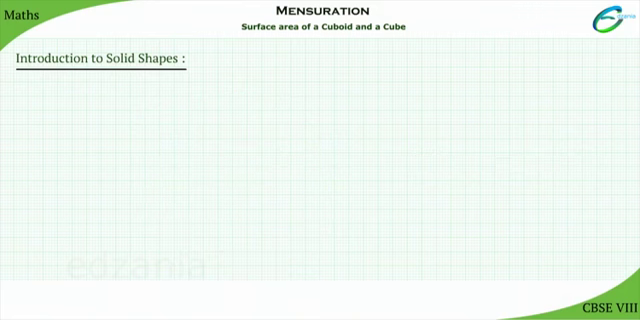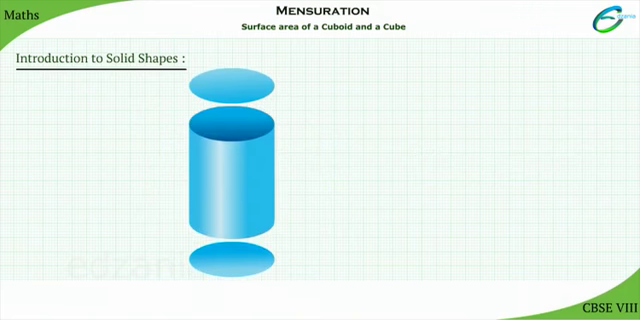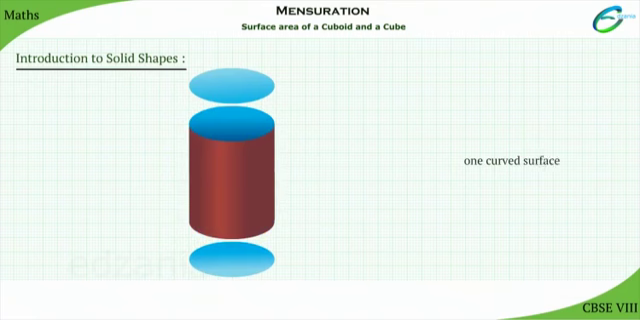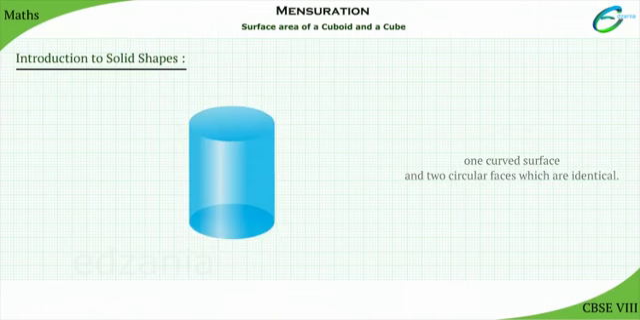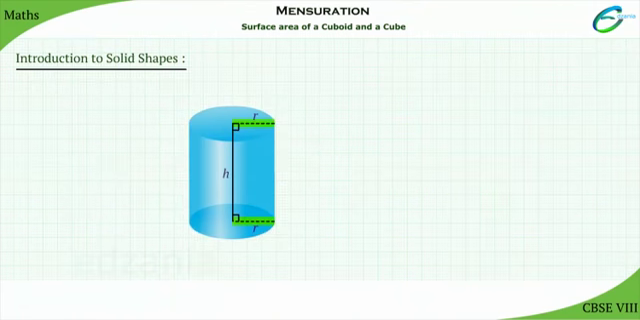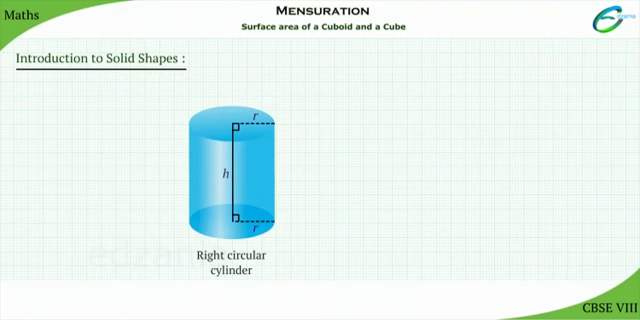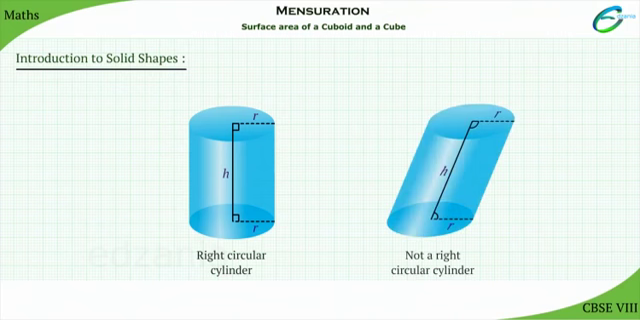And if we consider a cylinder, it has one curved surface and 2 circular faces which are identical. Observe that the cylinder has congruent circular faces that are parallel to each other. And the line segment joining the center of the circular faces is perpendicular to the base. Such cylinders are known as right circular cylinders. There are other types of cylinders as shown in the second figure.